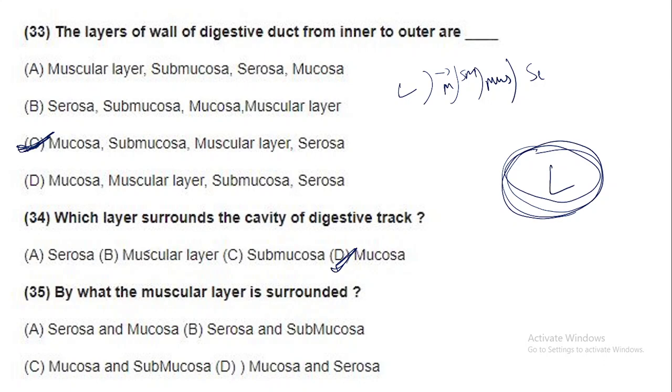By what parts is the muscularis layer surrounded? Look at this, submucosa and serosa. I rightly got the answer here. So it is submucosa and serosa. The right option is B.